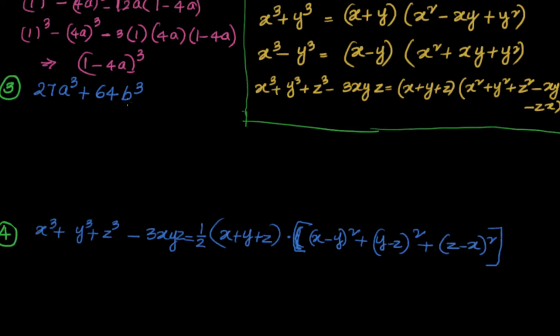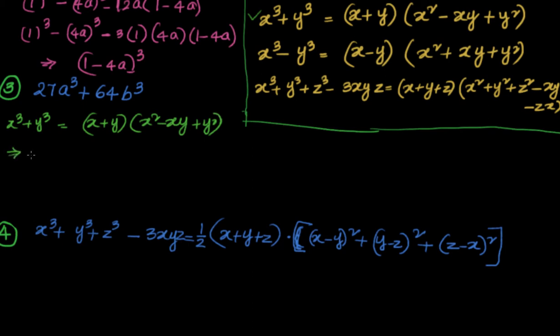27a cube plus 64b cube. Now looking at the problem itself, I know it involves the form x cube plus y cube because I have only two terms which are cubes. That means it should be x cube plus y cube. What is the formula for that? x cube plus y cube equals x plus y into x square minus xy plus y square.